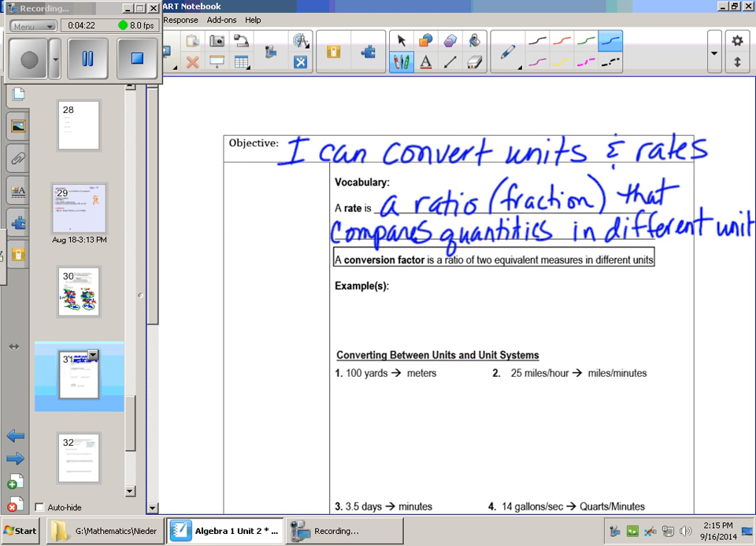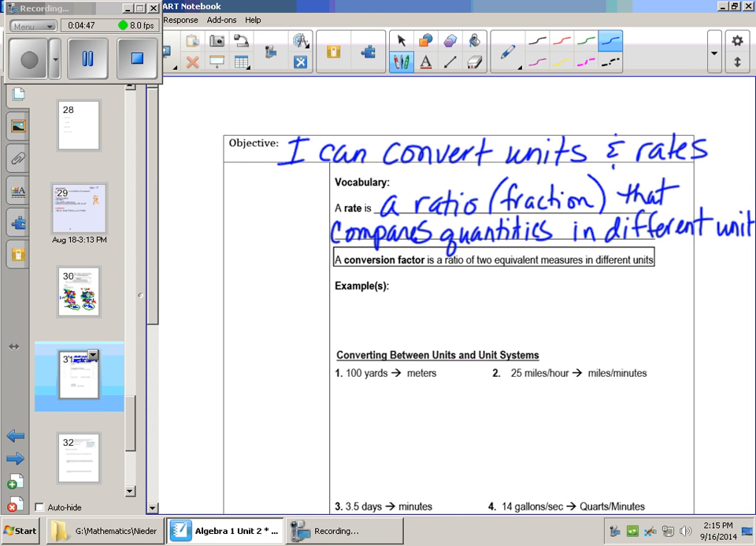Okay? So, you know, things like miles per hour. If you drive 50 miles per hour, that's a ratio, basically, of how many miles you can drive in 1 hour. Gallons per minute. When you take a shower, how many gallons of water per minute do you use? That's a ratio or a rate. Okay? And then what we're going to be doing is converting them to different units.